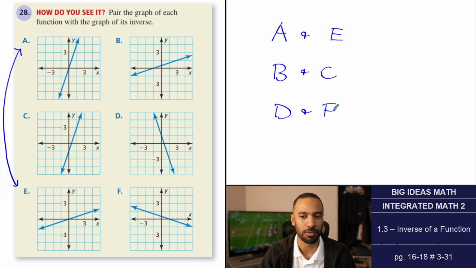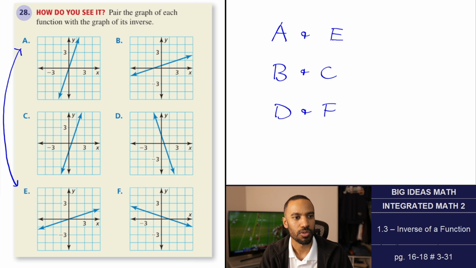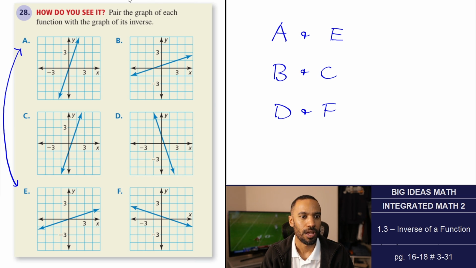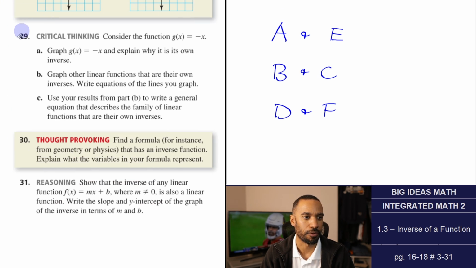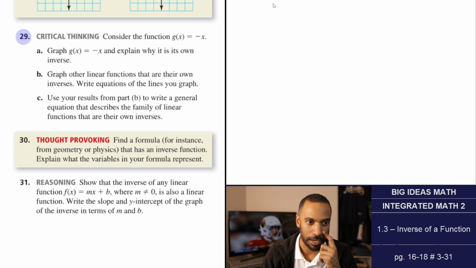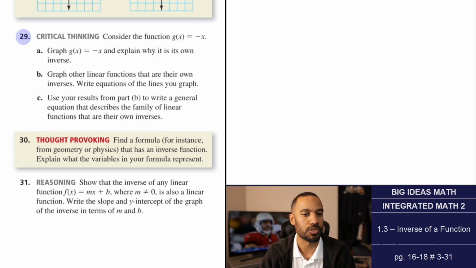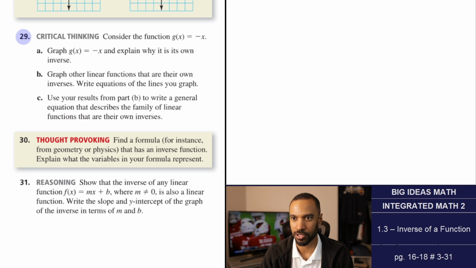Let's see if that works out. D has a point that's -1,4. F has a point that's 4,-1. That seems to apply. So that works. Okay, number 29. Oh, critical thinking. Here we go. Consider the function g of x equals -x. Graph g of x equals -x and explain why it is its own inverse.